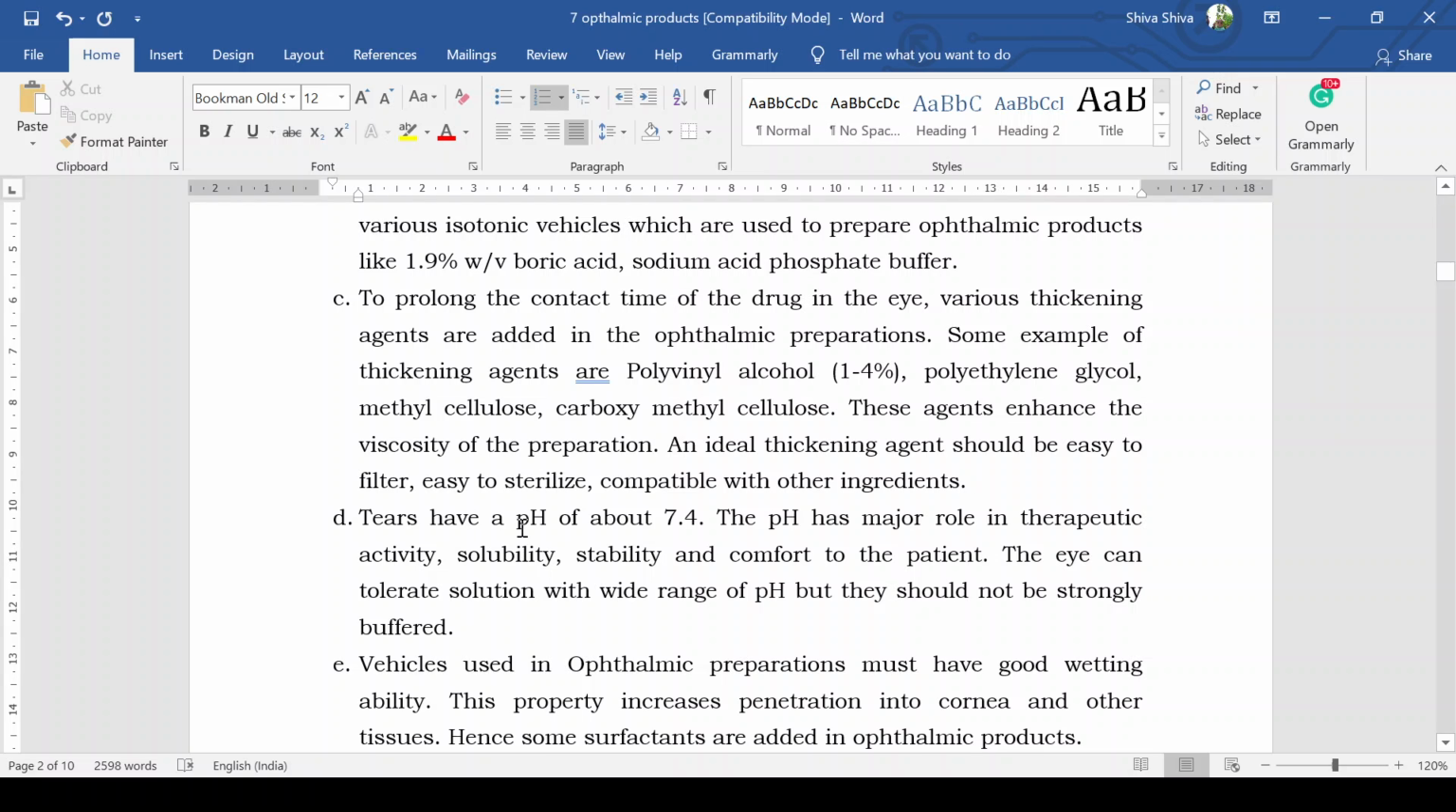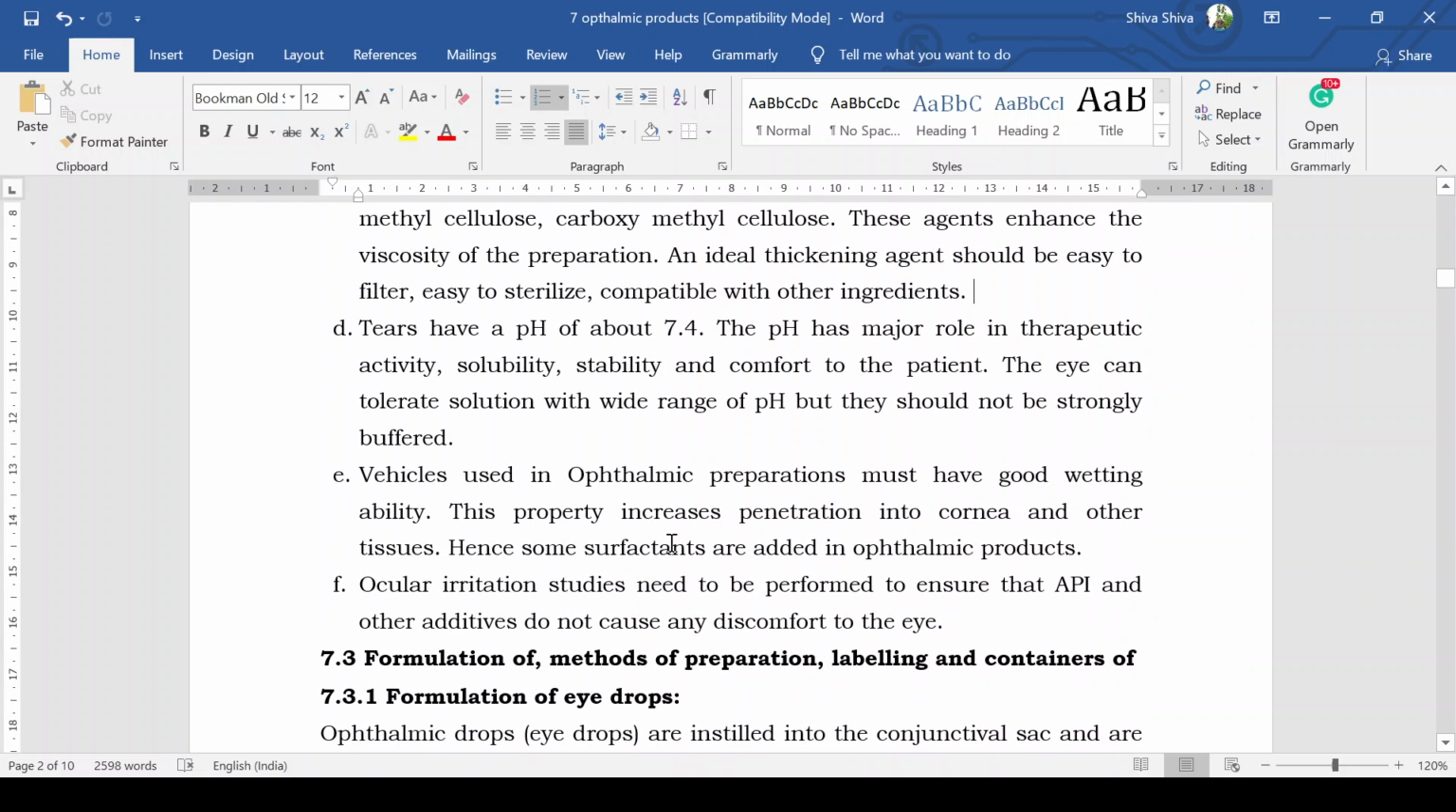Then, tears have a pH of about 7.4. The pH has a major role in therapeutic activity, solubility, stability and comfort to the patient. The eye can tolerate a solution with a wide range of pH, but they should not be strongly buffered. So the ideal pH of an ophthalmic preparation should be between 6 to 7, or we can say 6 to 8.